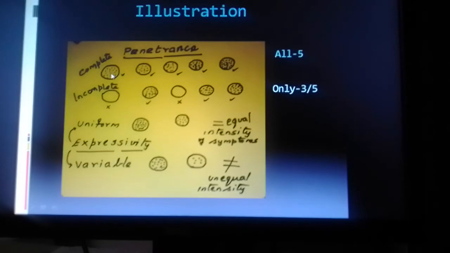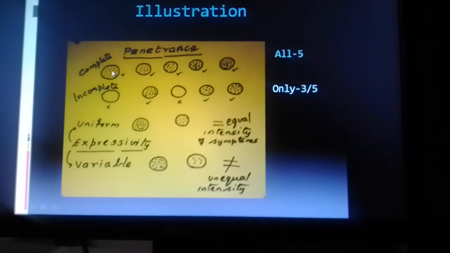And you see how many individuals express that trait, carry that trait. Now if you find all the 5 individuals show the trait expressed by that particular genotype known to be present, that way you can say that the penetrance is complete. That is, the expressive ability of the particular gene in all the individuals in which it is present. Such kind of ability is said to be complete penetrance.